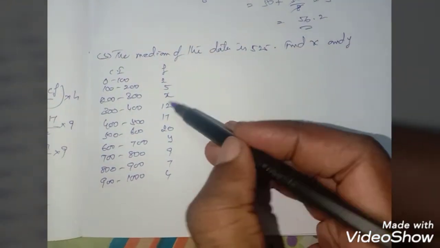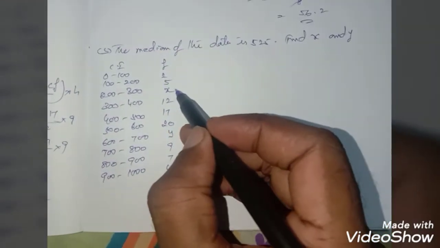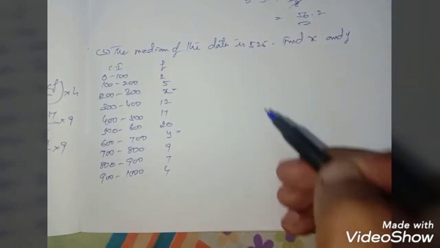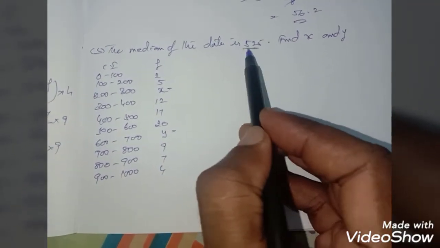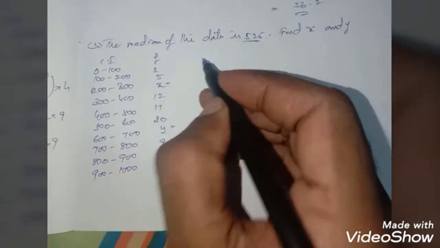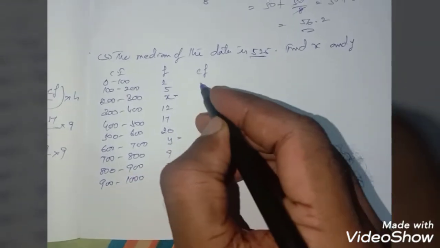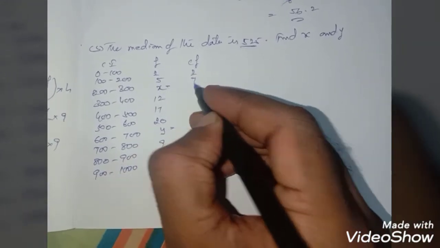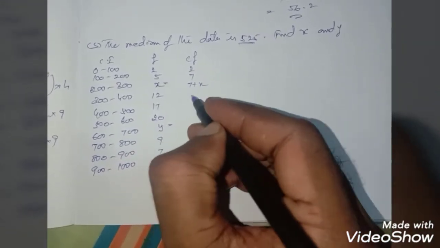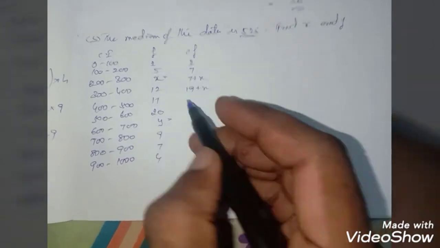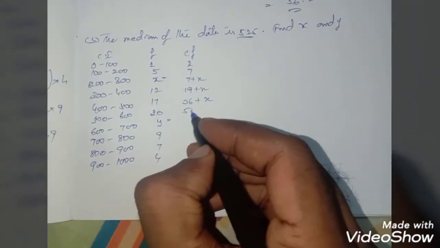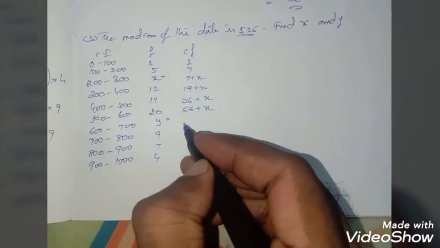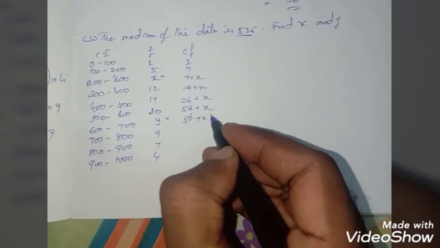Find x and y. So here you have some missing terms, so that is x here and y is there. So you have to find these two values where the median of the following data is given as 525. Now first you find what is CF. CF is nothing but 2, 2 plus 5 is 7, 7 plus x. Next 19 plus x. Next 36 plus x. Next 56 plus x. Next 56 plus x plus y.